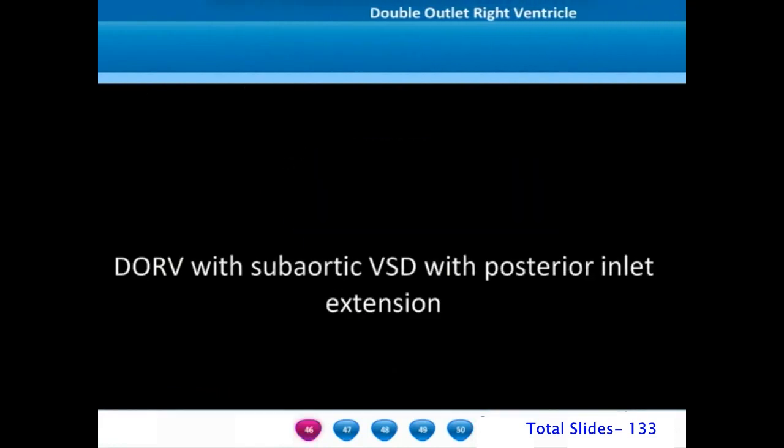We will move on to another example of a double outlet right ventricle with a subaortic VSD where there is a posterior inlet extension.